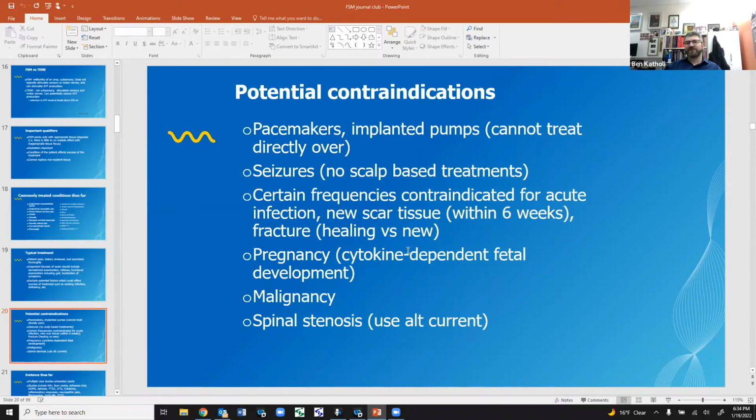And you have to alter treatments with spinal stenosis. You can't polarize the current because people feel bad. And then, depending on whether people have had surgery, there are some frequency pairs that you avoid, because this actually affects scar tissue and can soften scar tissue.